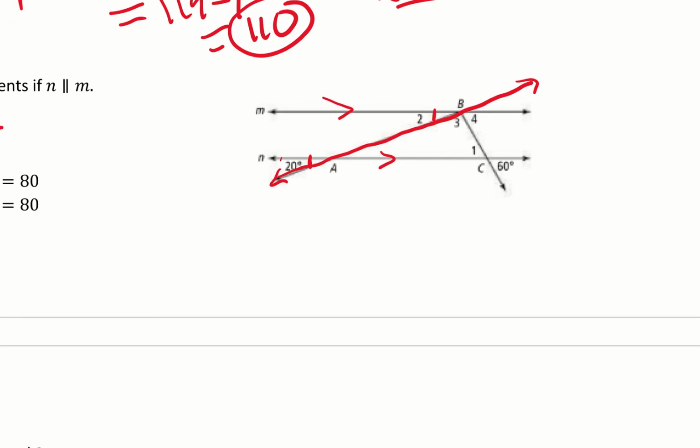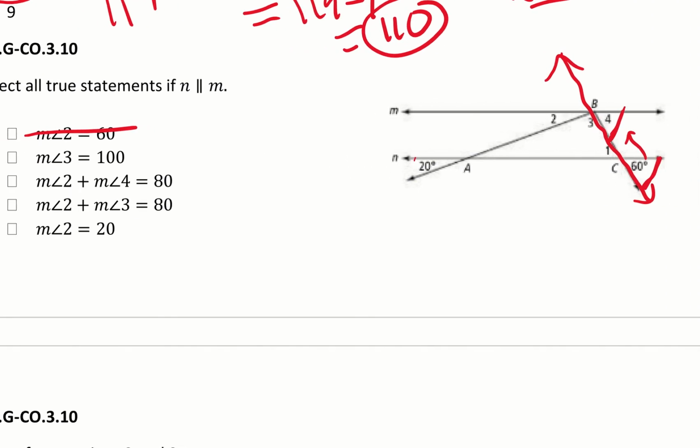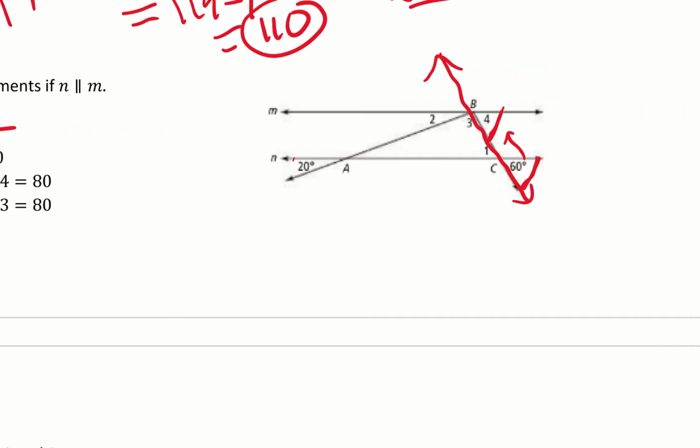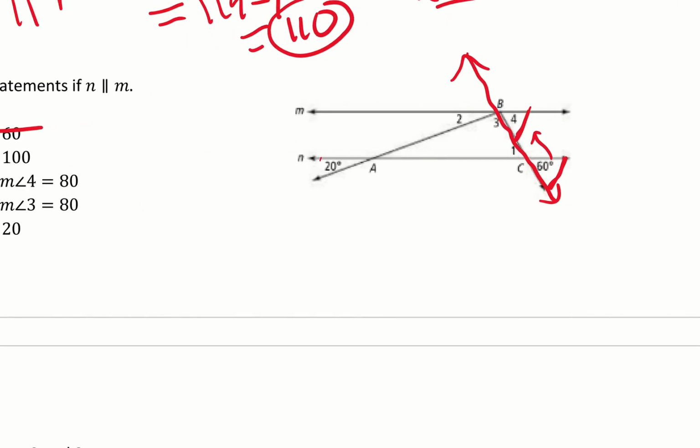Angle 3 is 100. So let's look at that. Now let's focus on this transversal. Let's think of this as a transversal now. And so if this is 60 degrees, well, that's the same thing as this, because if you transport that up, it's the same exact angle. So angle 4 is 60. Angle 3, though, they're asking for angle 3. So angle 3 is 100.